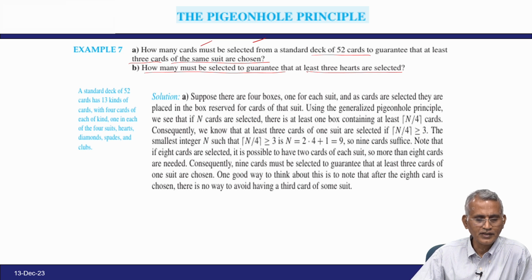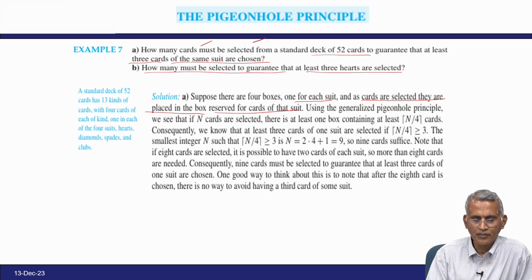We have a standard deck of 52 cards, with 13 kinds, having 4 cards of each kind, one in each of the 4 suits: hearts, diamonds, spades and clubs. So, these are all the well known ideas of a standard deck of 52 cards. Keep this in mind. We have 4 boxes, one for each suit. As cards are selected, they are placed in the box reserved for that suit.